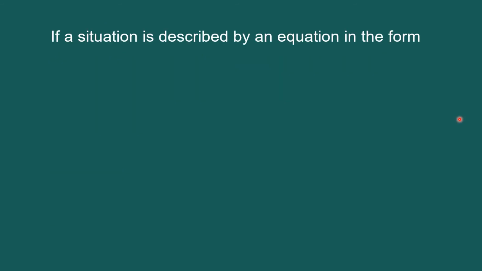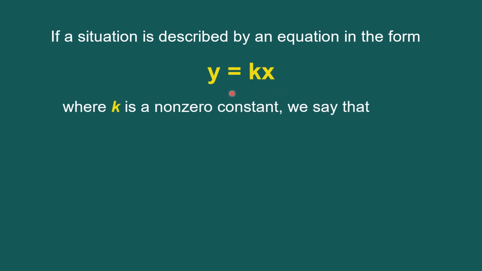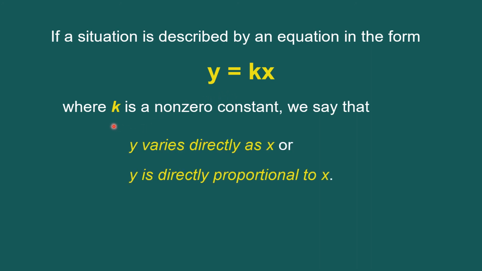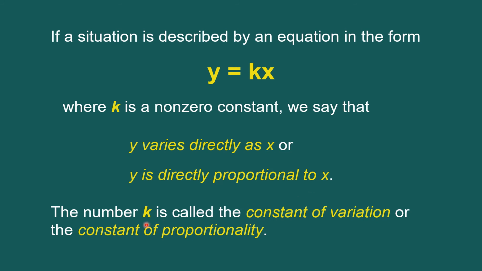If a situation is described by an equation in the form y equals kx, where k is a non-zero constant, we say that y varies directly as x, or y is directly proportional to x. The number k is called the constant of variation or the constant of proportionality. Kung mapapansin ninyo, madalas nating makikita yung mga words na varies directly at directly proportional if we are pertaining to direct variation.